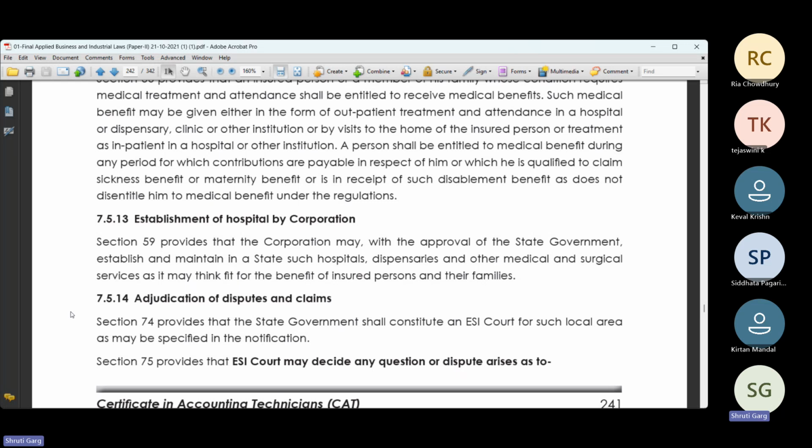Now the question arises, ma'am, are all hospitals covered? There is no question that came in from your side.